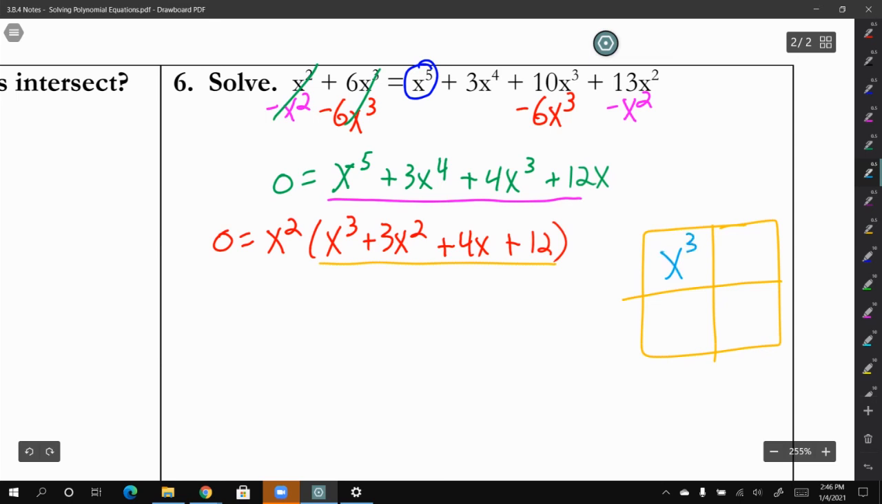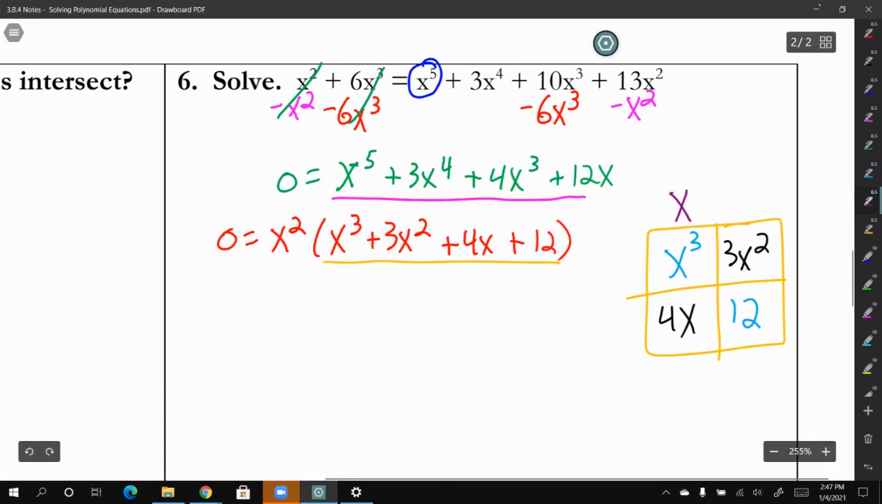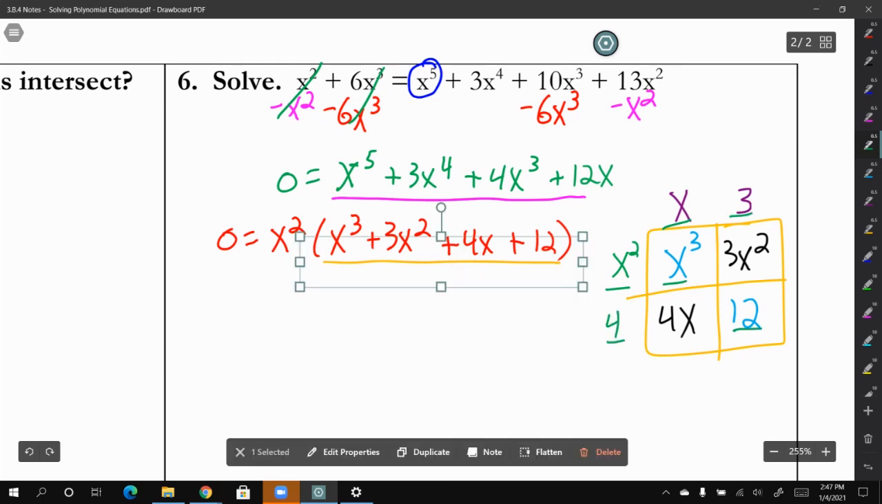X to the third and 12 go in the corners. And then the other corners, it doesn't matter what I put in each of those. So we can do 3x squared and 4x here. So in the first column, our GCF between x to the third and 4x is x. And the GCF between 3x squared and 12 is 3. And then x times x squared gives us x to the third. 3 times 4 gives us 12.